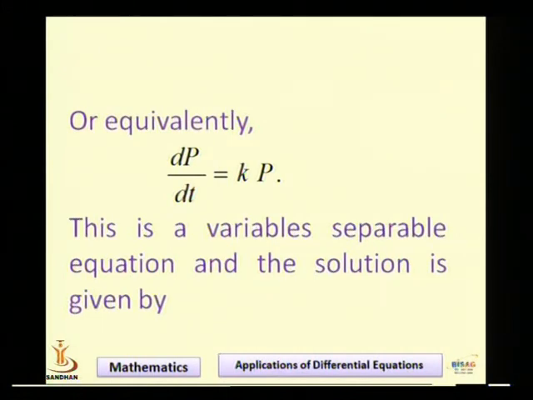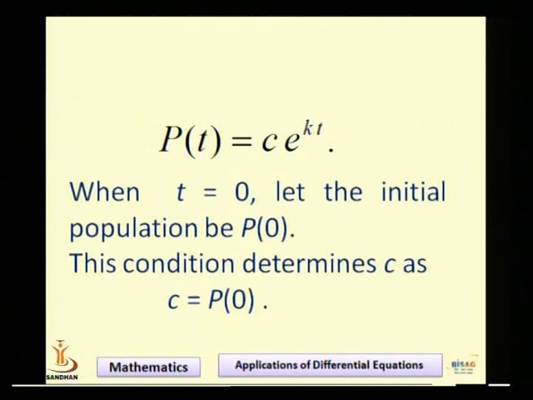So if you solve it, you can write this as dP upon P is equal to K dt. Then you integrate it, and you will get the solution P of t is equal to C e raised to kt. Here C is the constant of integration. Now you cannot say anything about the population at a later time unless you know what is the constant C. So to find out that constant C, we use what is called the initial condition.